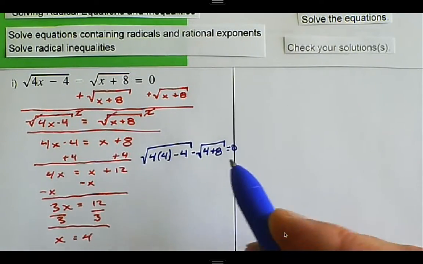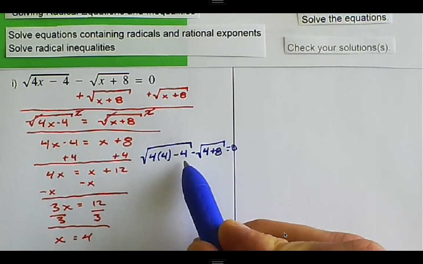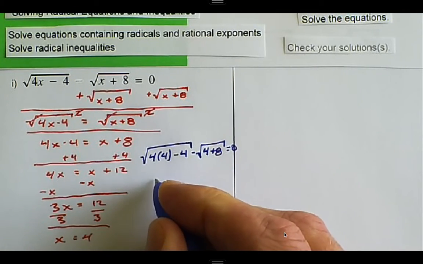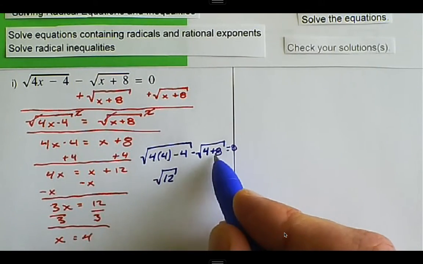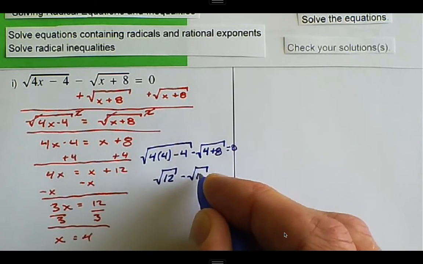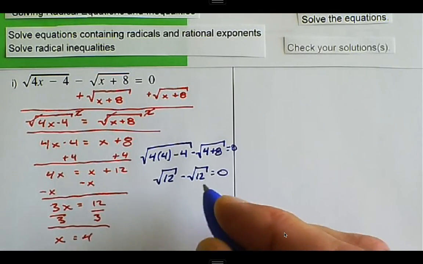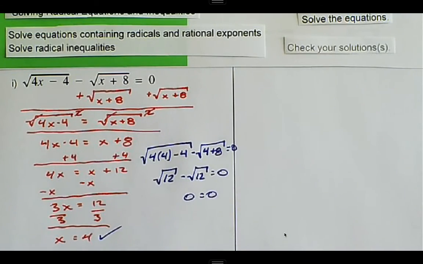So we want to check and see if that's right. 4 times 4 is 16 minus 4. So we get the square root of 12. And 4 plus 8 is 12. So the square root of 12 minus the square root of 12, is that equal to 0? And yes, 0 is equal to 0. So x is equal to 4 is a solution.